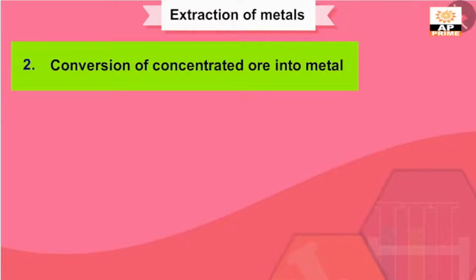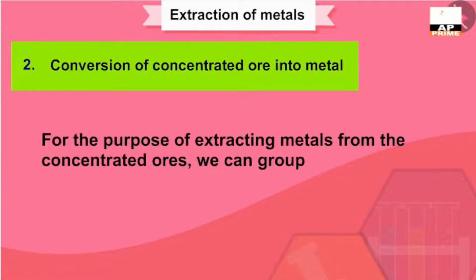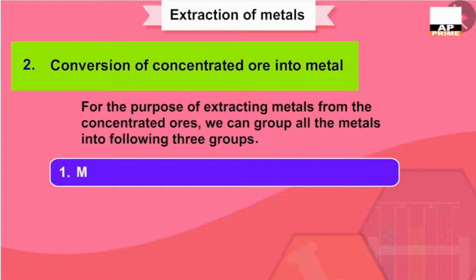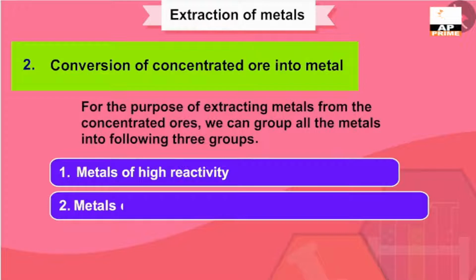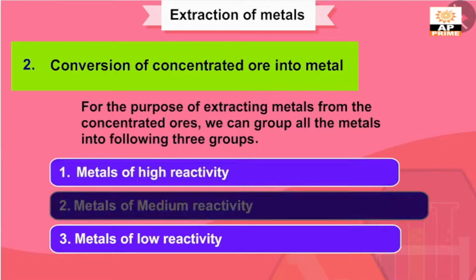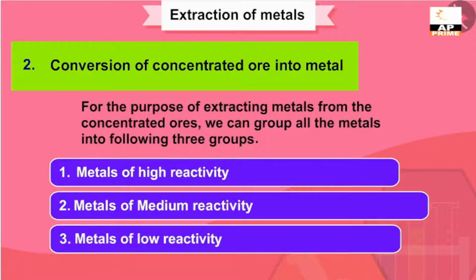Conversion of concentrated ore into metal. For the purpose of extracting metals from the concentrated ores, we can group all the metals into the following three groups. 1. Metals of high reactivity. 2. Metals of medium reactivity. 3. Metals of low reactivity. We will now discuss each of the three categories one by one.